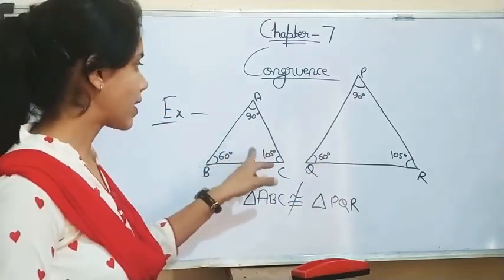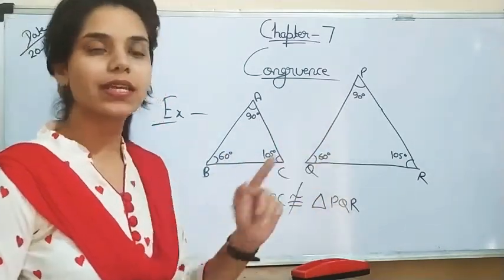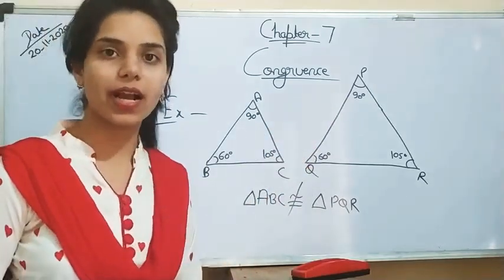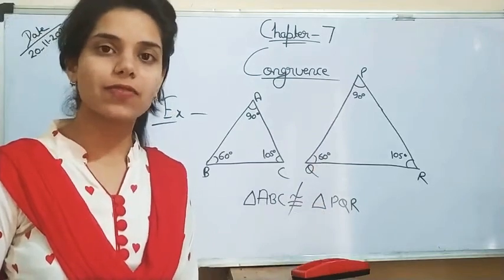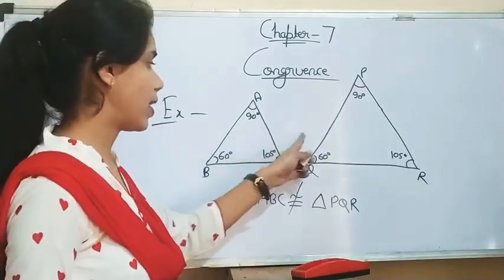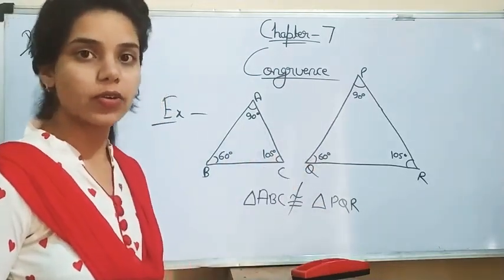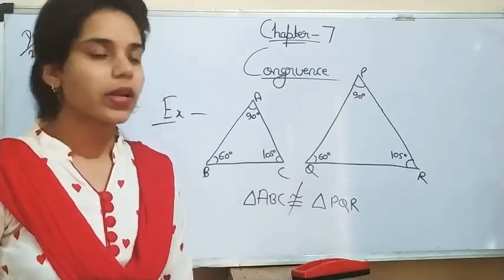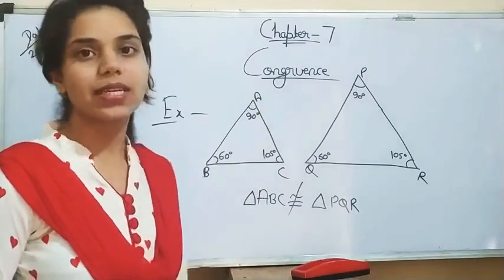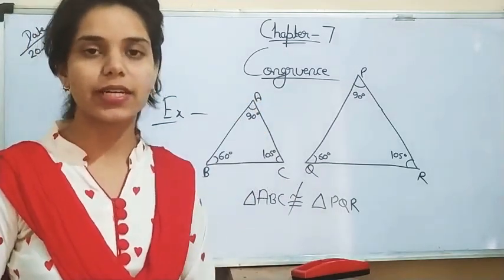So if angles are the same but their sides are not the same, we can't say they are congruent. They will not be congruent, okay? So in this way, remember this thing. I can give you any figure in the exam, so remember this, okay? So revise all these congruency criteria and solve questions related to them.